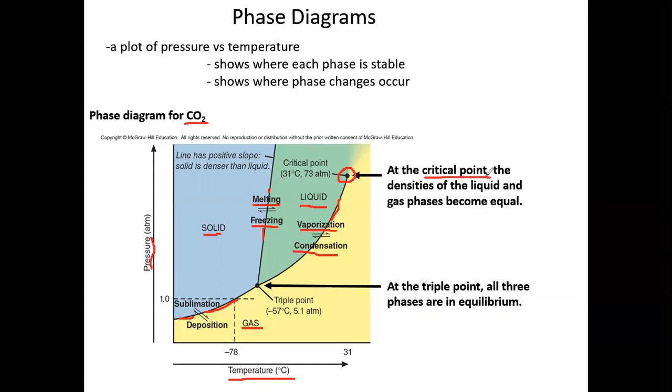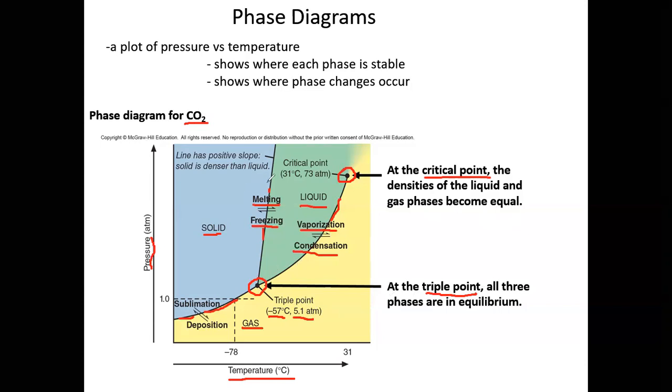Again, it's the pressure and temperature above which you cannot distinguish between a liquid and a vapor state. Another key point is the triple point. The triple point is the pressure and temperature where all three phases coexist. For CO2, it's negative 57 degrees Celsius, 5.1 atmospheres. Again, the triple point is where all three phases coexist at a particular pressure and temperature.